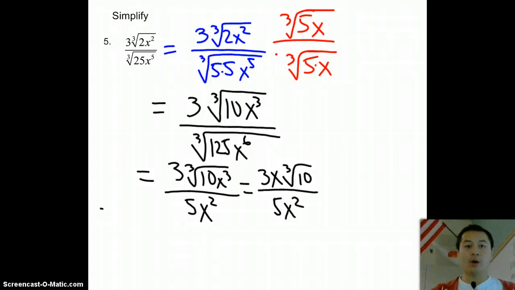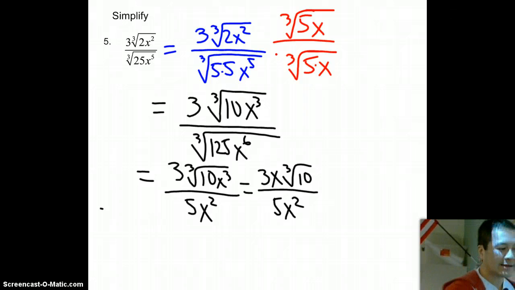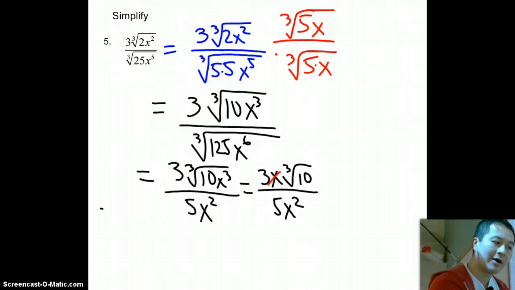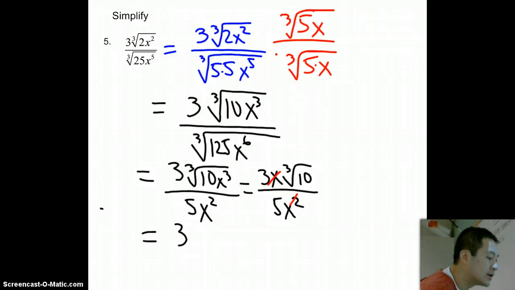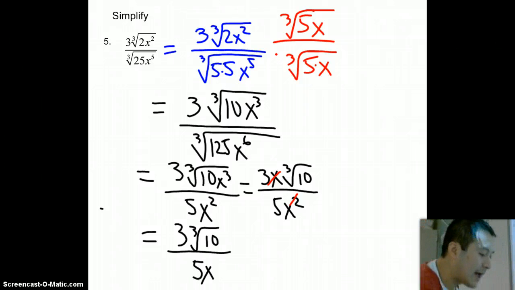Am I done now? No, not quite. Take a look. Doesn't the x and the x squared kind of simplify also? Your final answer should be 3 cube root of 10 divided by 5x.